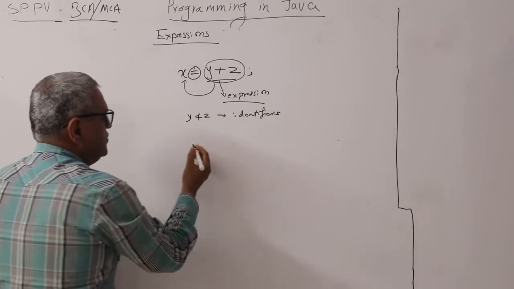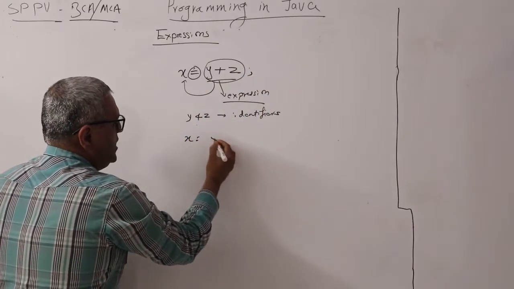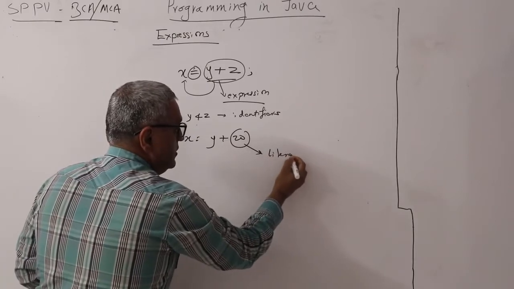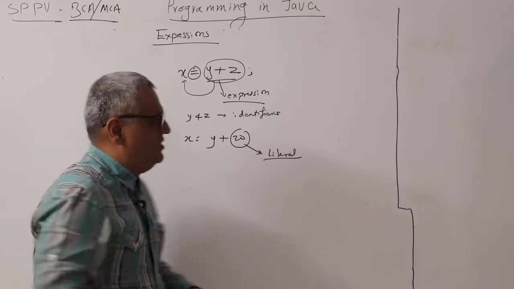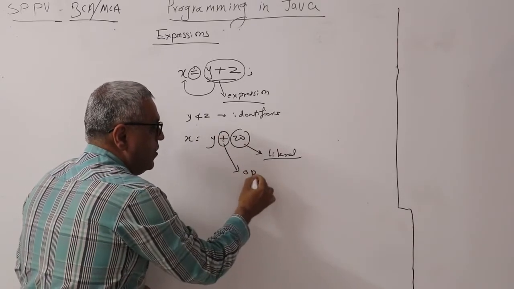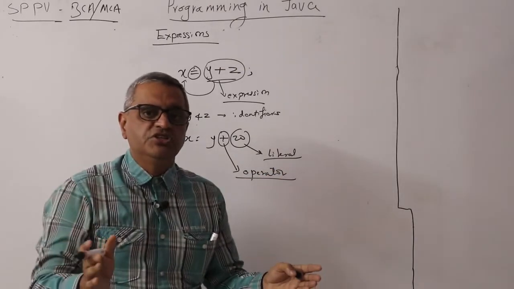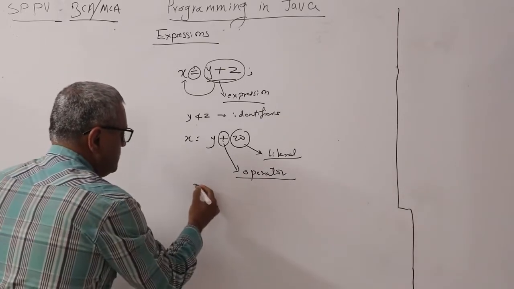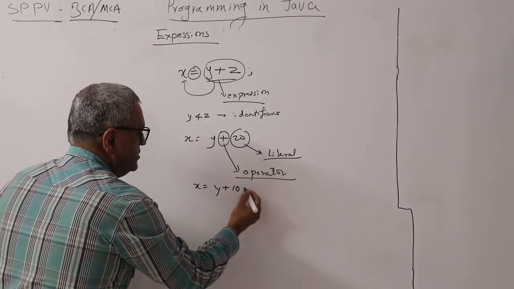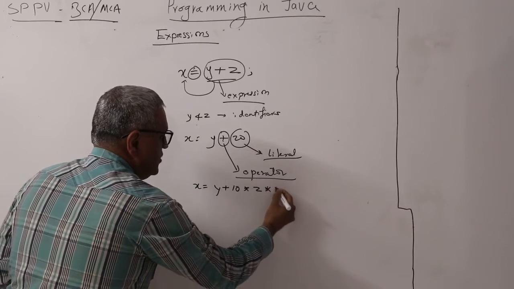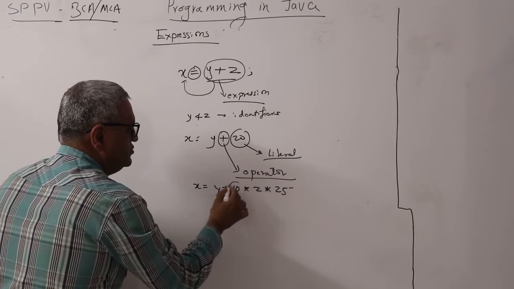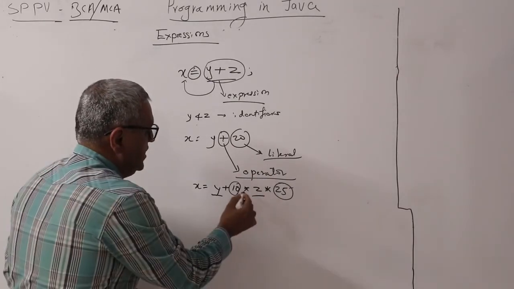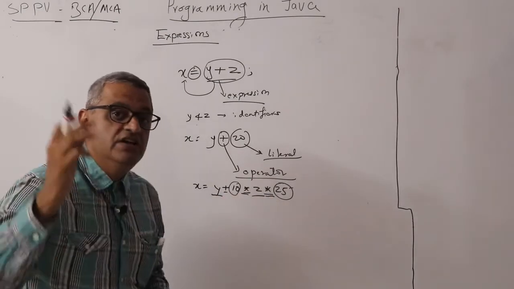You can also keep x is equal to y plus 20. In this case, this 20 becomes a literal, right? Now an identifier or a literal is connected with an operator. Within an expression you can have multiple operators and multiple identifiers or literals. Just like an example, x is equal to y plus 10 multiplied by z multiplied by 25. So here you have multiple literals: 10 as a literal, 25 as a second literal, y and z as identifiers, and the plus and multiplications are 1, 2 and 3 operators, right?